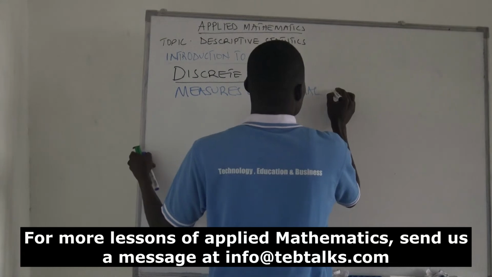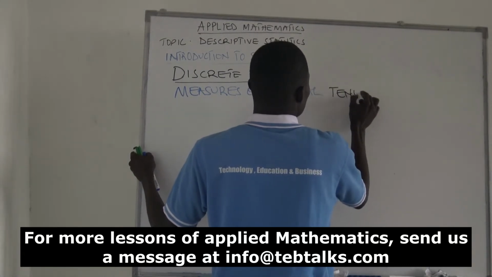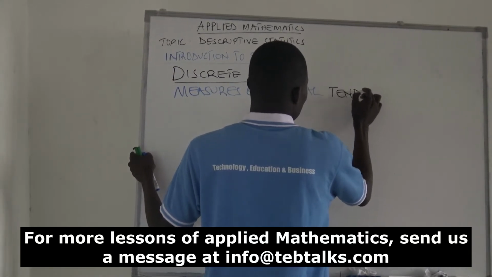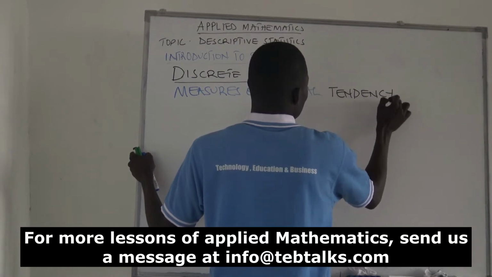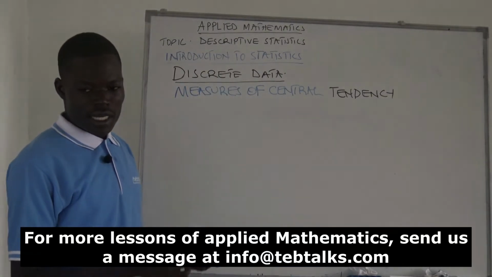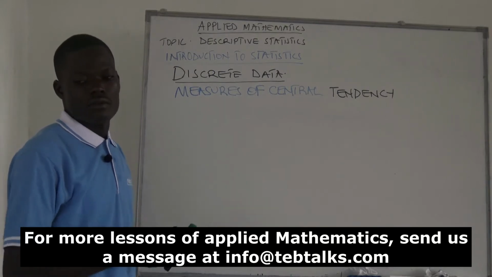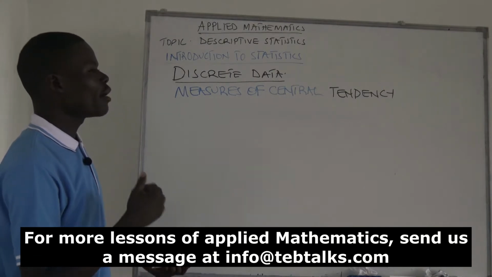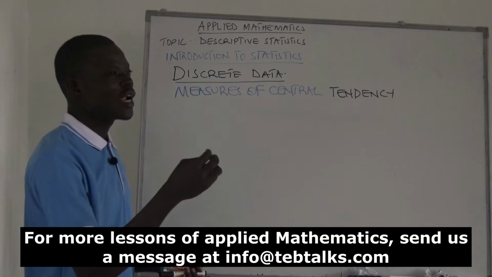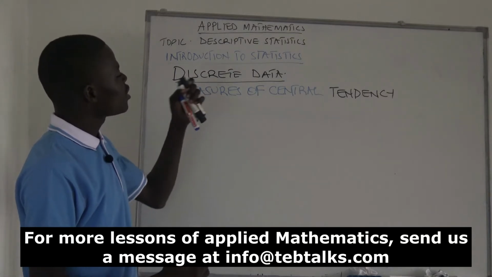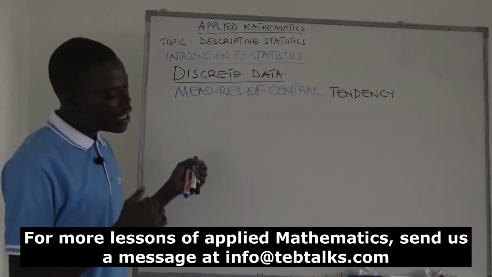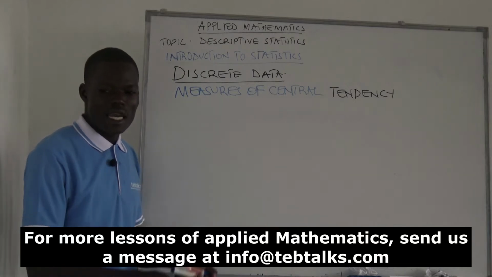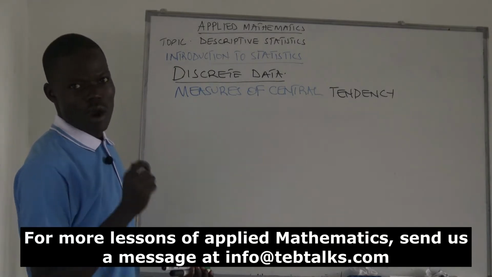Measures of central tendency. If you are measuring the central tendency, say you have values 1 to 10. Now, measures of central tendency, we have said, are the values of the distribution that enable you to locate the central value of the information you have collected.